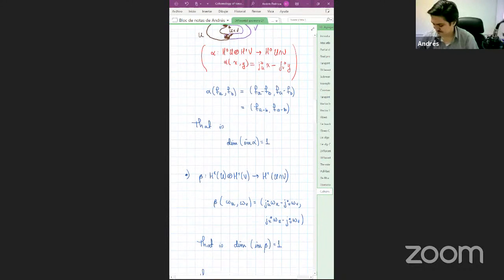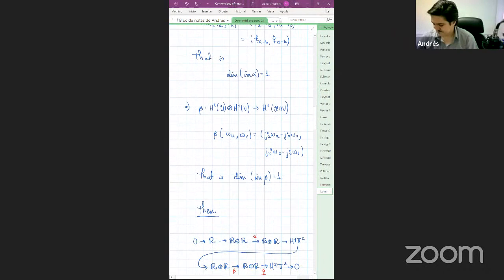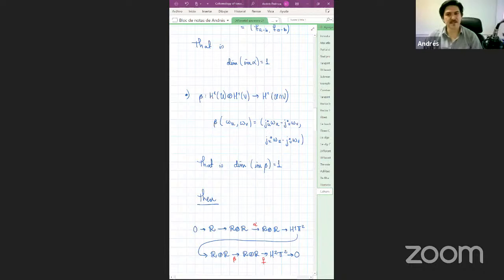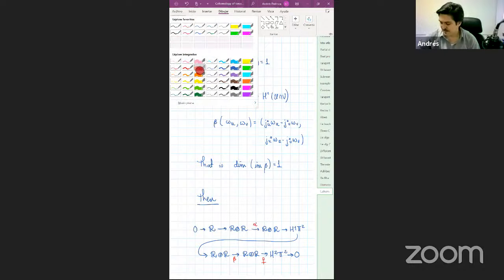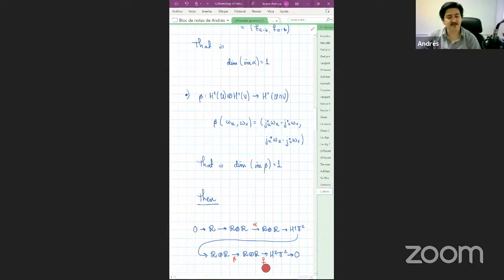Let's see. So this is the same exact sequence, the non-exact sequence that we had before. The only difference now, just for reference, I put f. We don't know the function f, but we know very well the function beta and the function alpha. We know what those two linear maps are. F, we don't know it, and we don't need to know what f is.